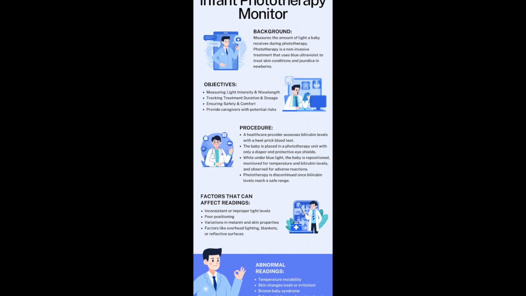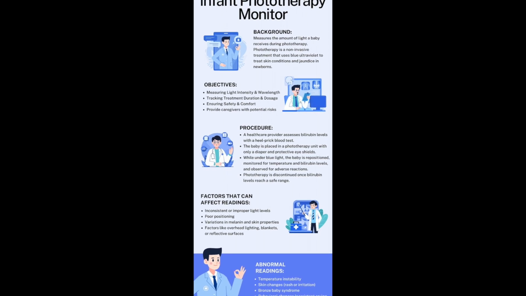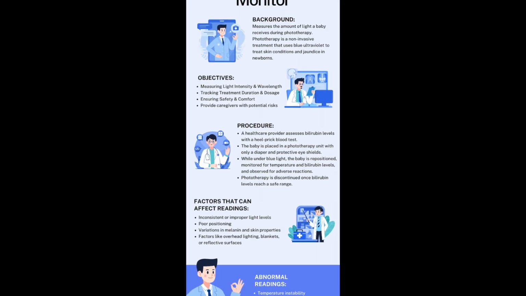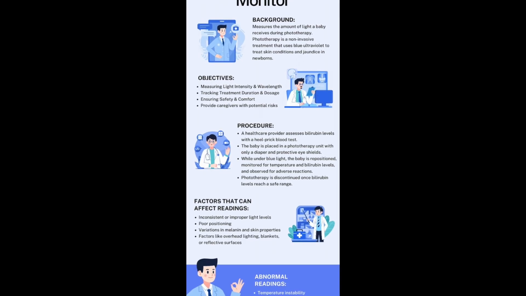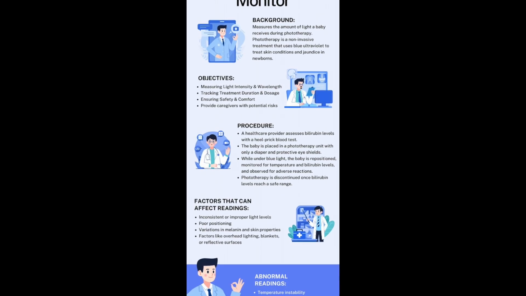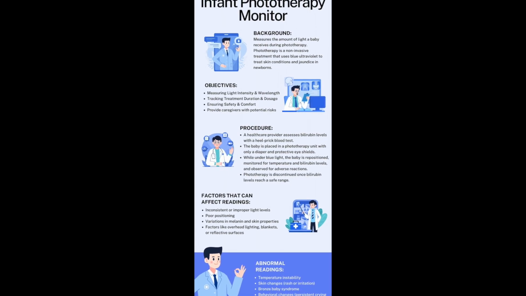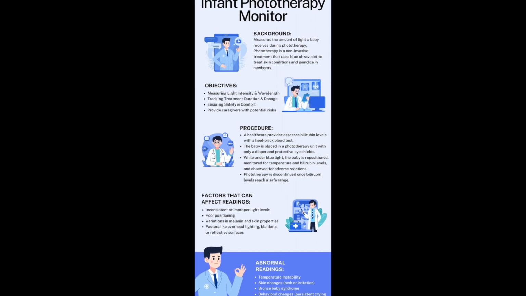alters the structure of bilirubin molecules in the baby's blood, converting them into water-soluble isomers that can easily be excreted by the body through urine and stool. This effectively lowers the bilirubin level in the blood. Thus, this process is called photo-oxidation.